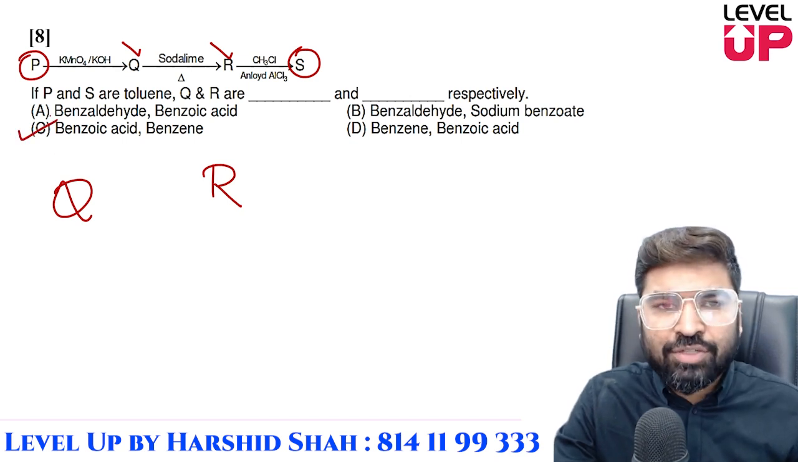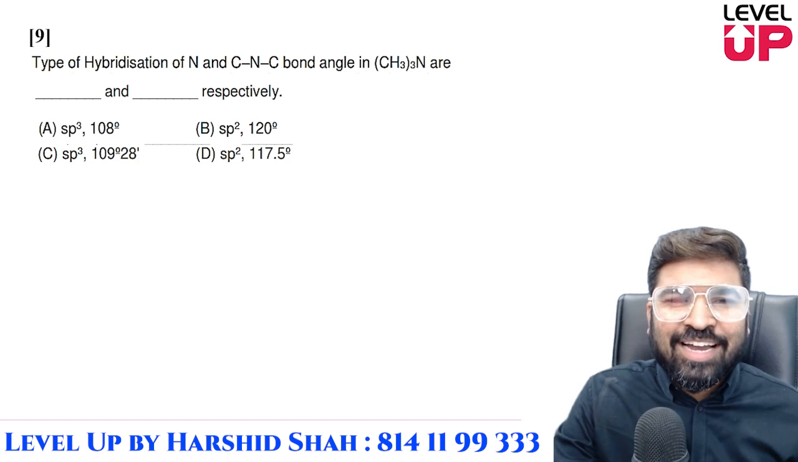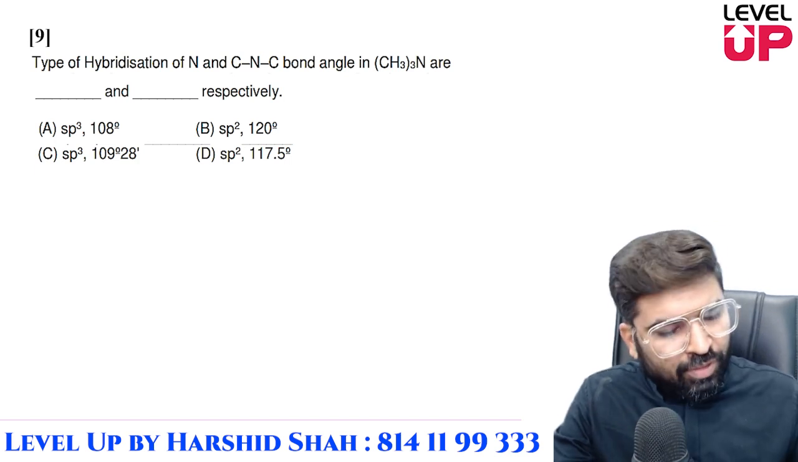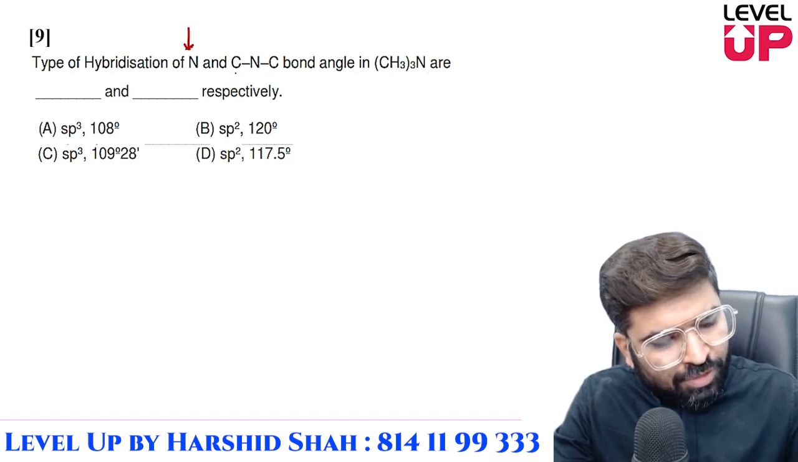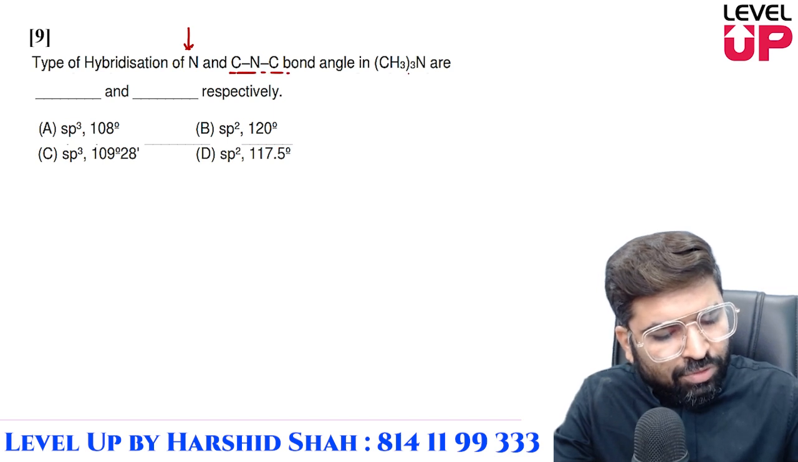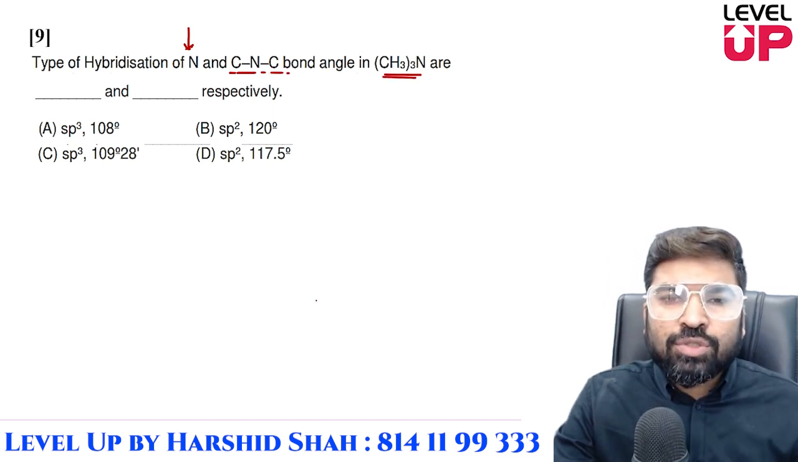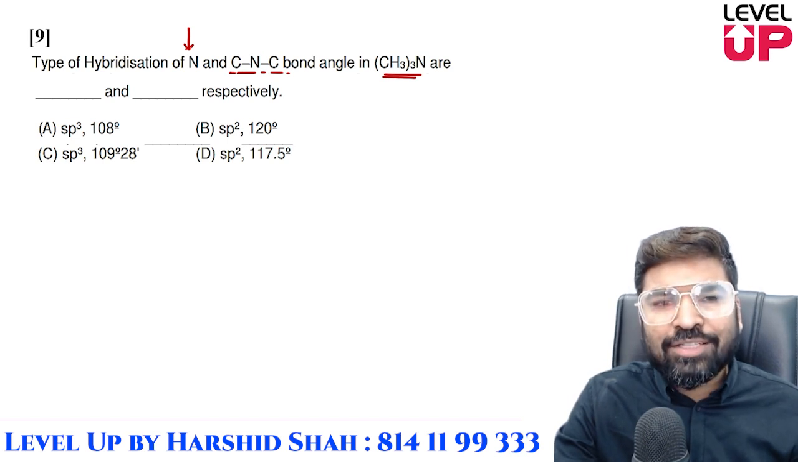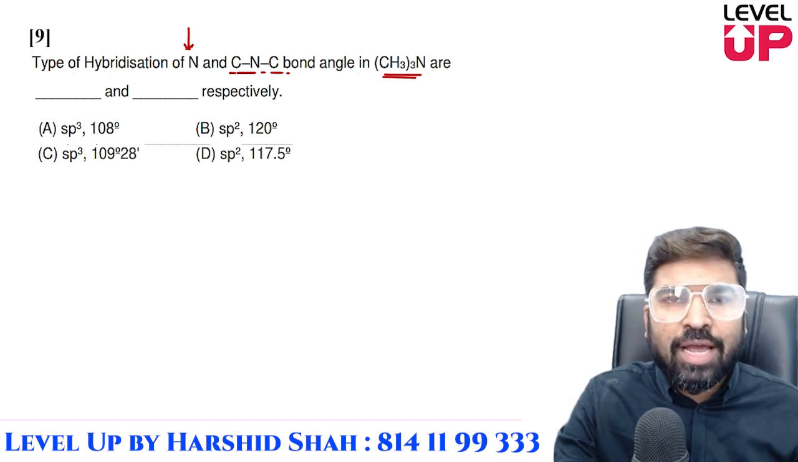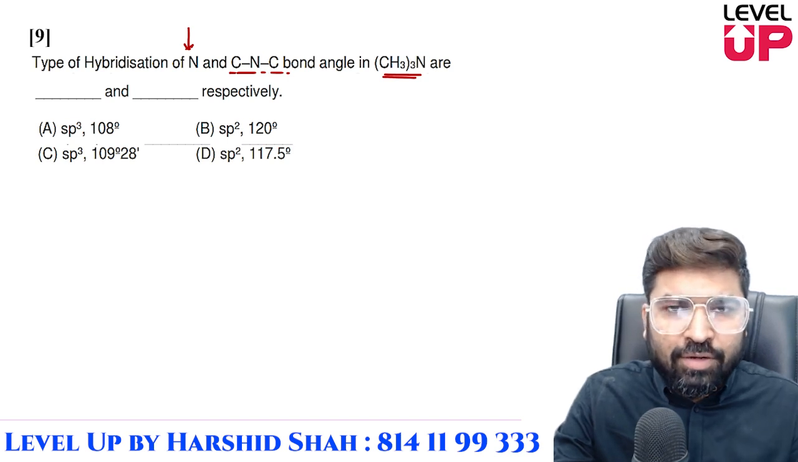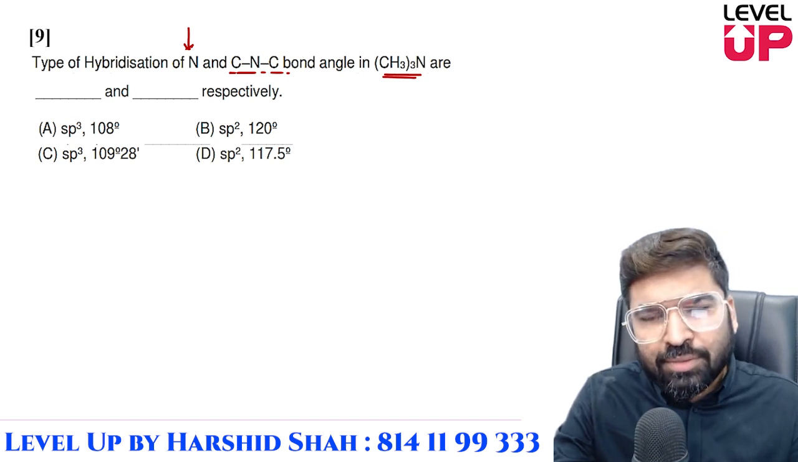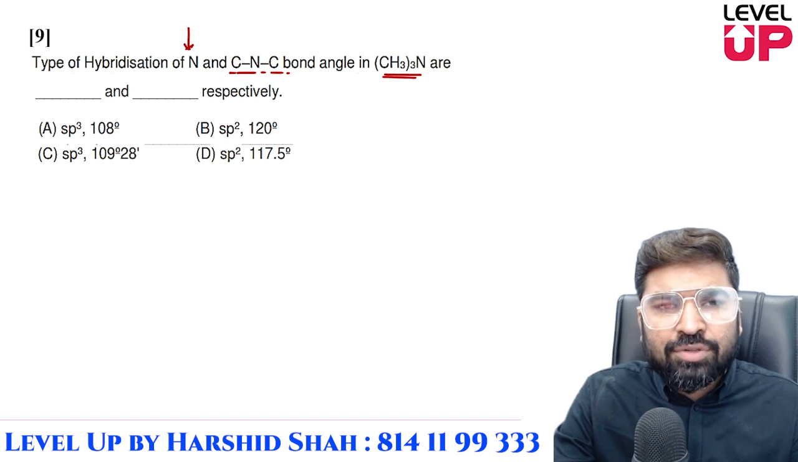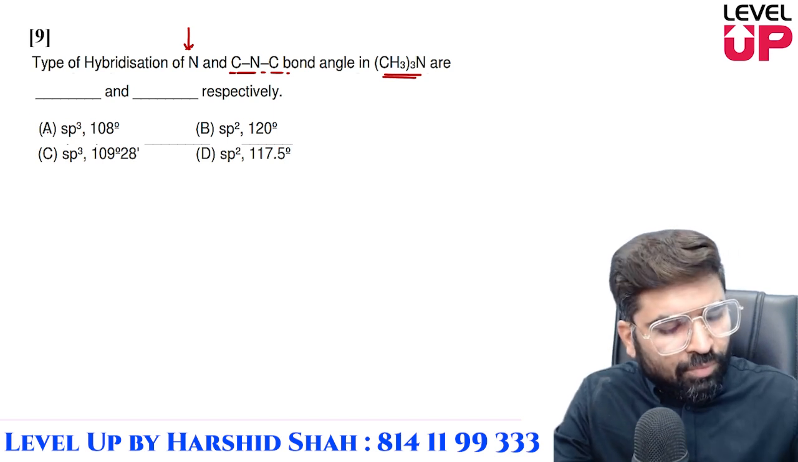You can write the reaction if you want. Type of hybridization of N and the C-N-C bond angle in (CH3)3N. So this is a tertiary amine, and obviously the hybridization of N, because nitrogen has sp3 configuration in ammonia, same is happening here, so it will be sp3 here, right?